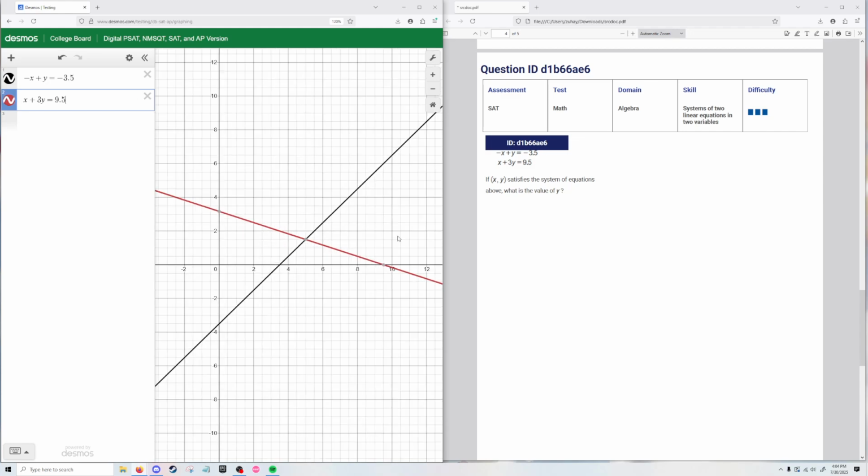So then there you go. If x comma y satisfies the system of equations above, what's the value of y? As you can see right here, the value of y is 1.5, which is the correct answer.